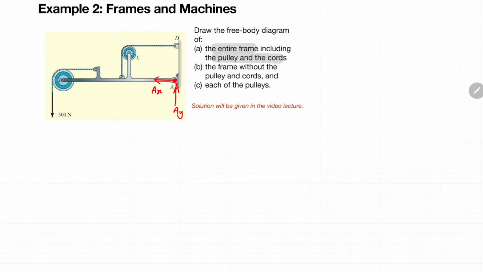And then at joint D, there is a tension caused by the cord. So you can just draw the direction of the tension force following the direction of the cord like this. Okay, so you are done for part A.